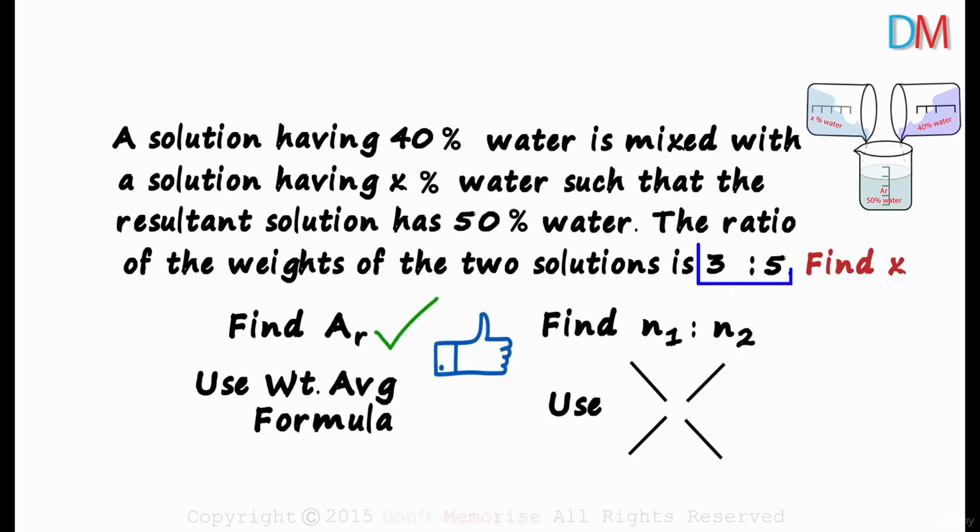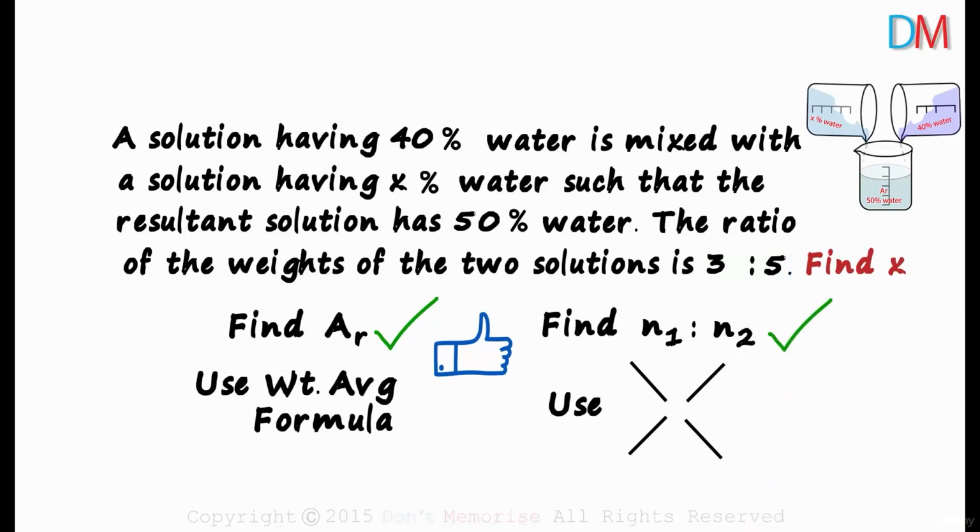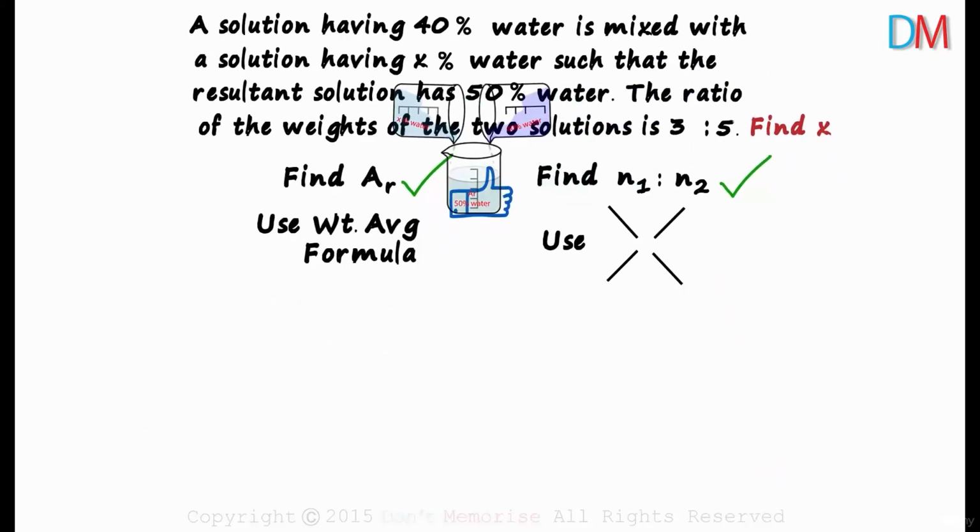We also have the ratio of the weights of the two solutions. So N1 to N2 is also given. So which concept do we apply to this problem? Should we use the weighted average formula or the alligation concept? As we're not sure, let's try both.